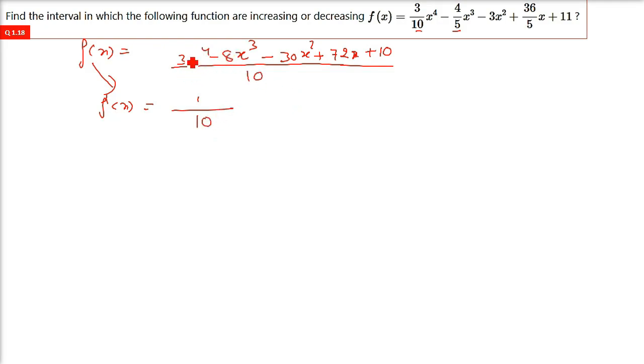And 1 by 10 I am taking outside. Now I am differentiating this. We get 12x cube minus 24x square minus 6x plus 72. The last one, which was 110, is going to be 0. Alright. So what can you take outside?